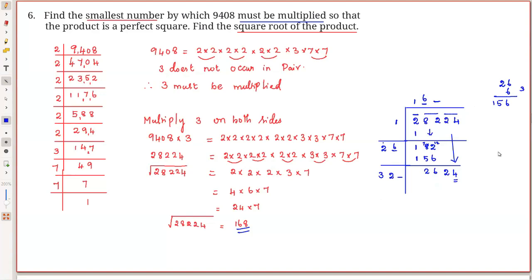Either it has to be 2 square is 4, or 8. 8 8s are 64. Only two possibilities. If you are taking 2, then 2 into 322 is less. It will not come. The only option is 8. I can just take 8 here also. We can check it out. 8 into 328 will be getting 2624. So the remainder is 0. Therefore, the answer is the square root of 28,224 is 168.